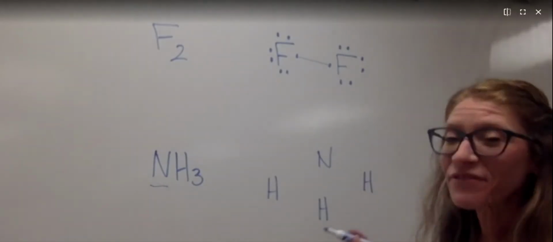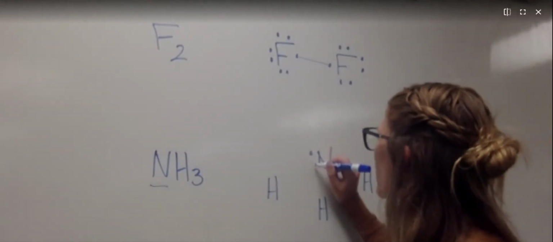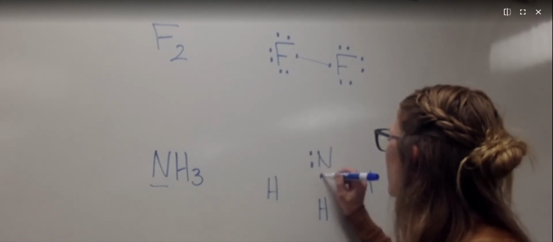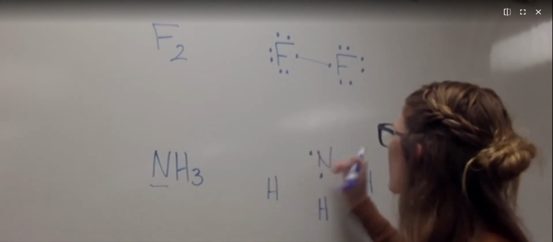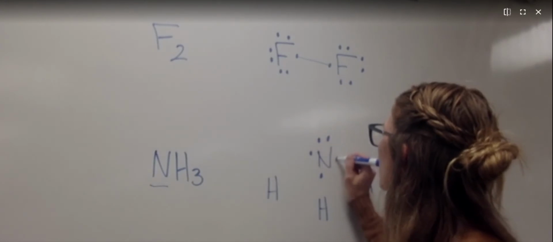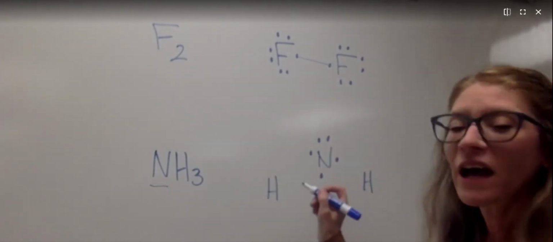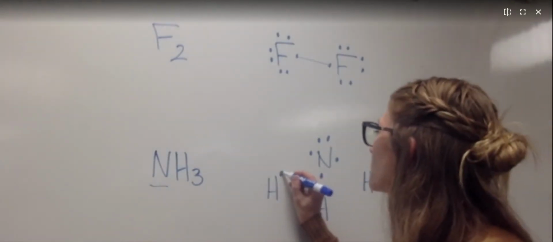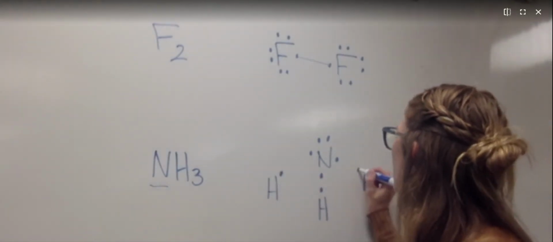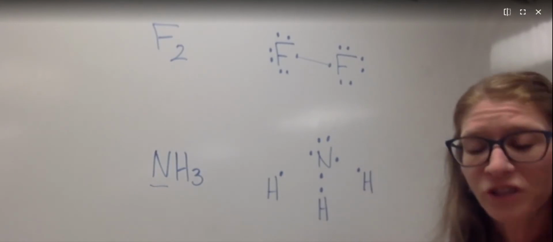So nitrogen has 5 valence electrons. So I'm going to draw 5 electrons around my nitrogen. Sorry, I'm going to reposition these. So we have 5 electrons around nitrogen. Hydrogen has 1 valence electron. So I'm going to draw 1 electron on each hydrogen.